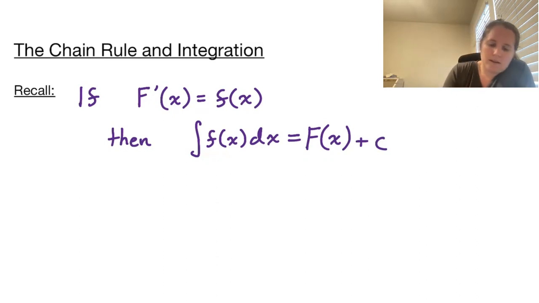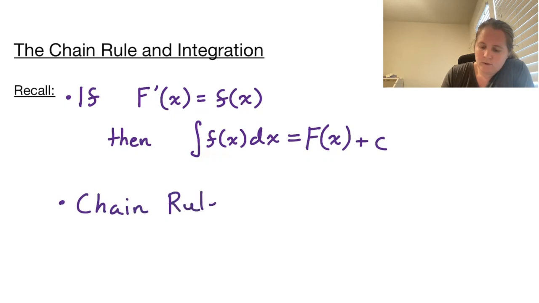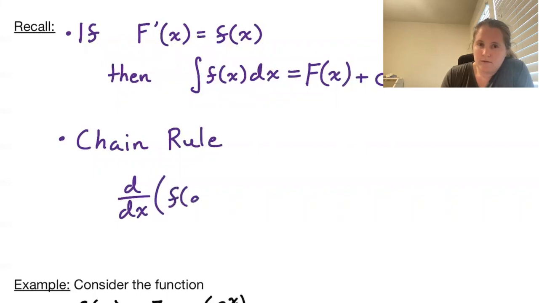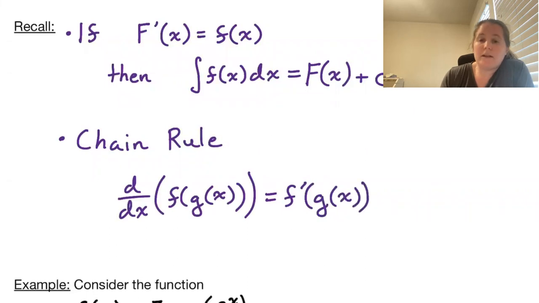Right? And also, as we saw in the last video, our chain rule, we had that if we wanted to take the derivative of f of g of x, this was equivalent to taking the derivative of f with respect to g of x, evaluated at g of x, and then multiplying by the derivative of g evaluated at x.